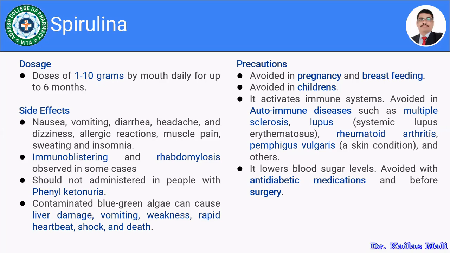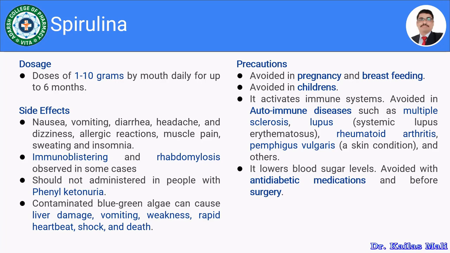Apart from these, immunoblistering and rhabdomyolysis have been observed in some cases. Furthermore, it should not be administered to patients with phenylketonuria.